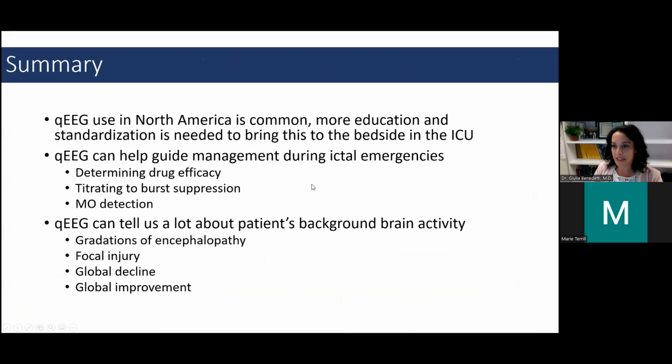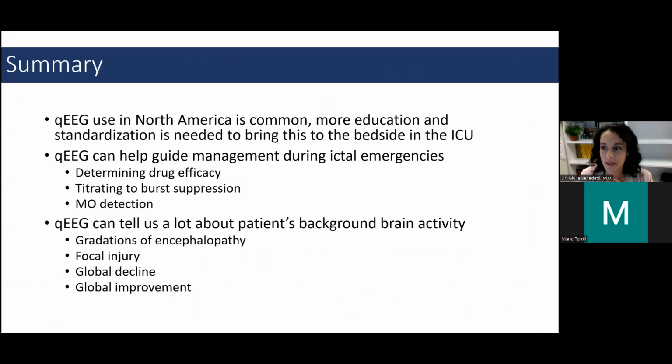So in summary, we are using quantitative EEG more and more in our pediatric ICUs, and the field is really ripe for standardization, research, and improving education of non-neurophysiologists as well.